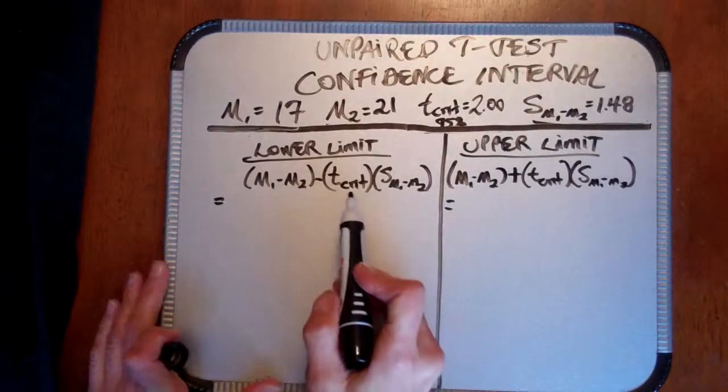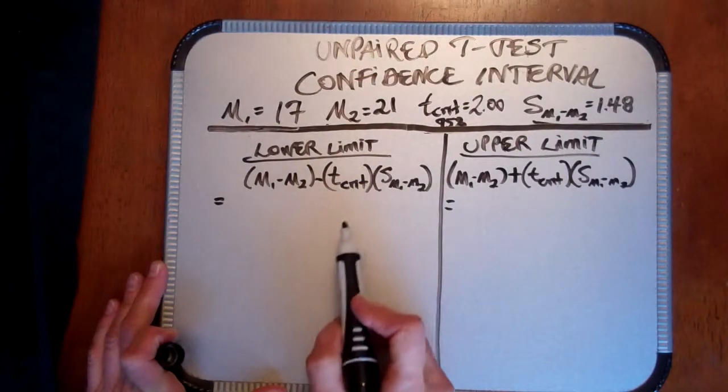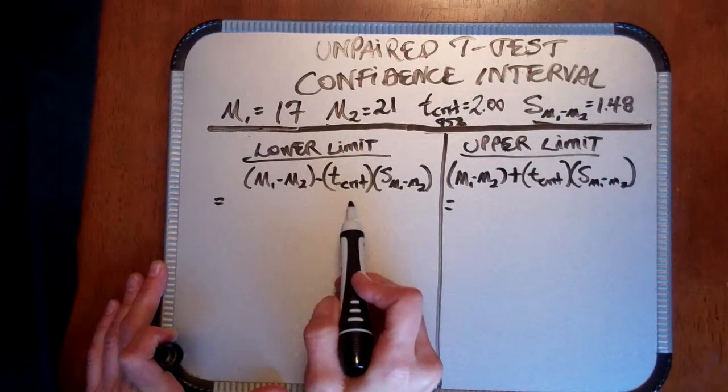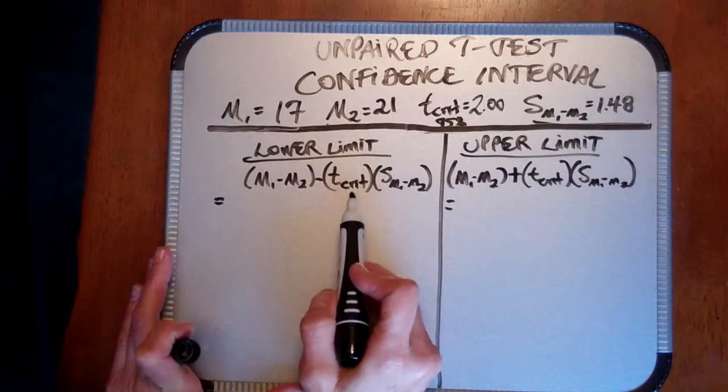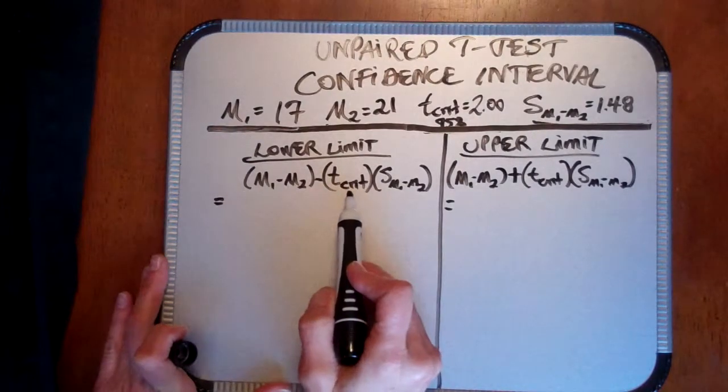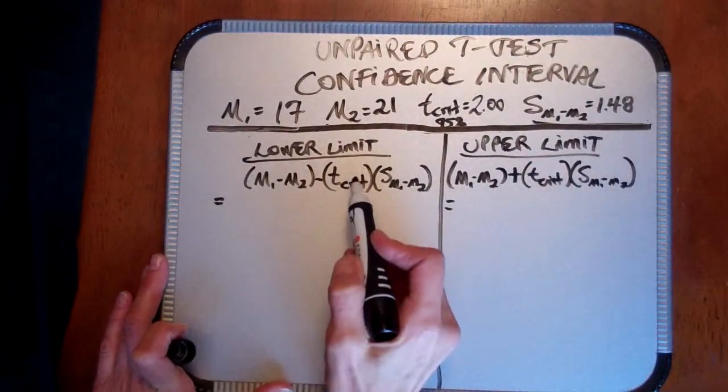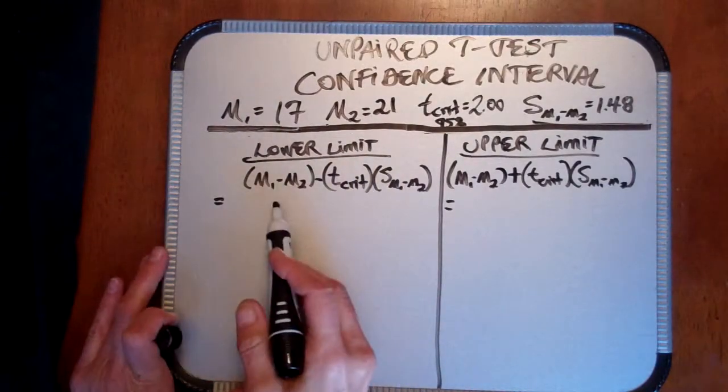Now notice that I put here t critical value. You could also say t 95%, right? Because we selected an alpha of 0.05. So you'll see it written both ways. So let's calculate this through.